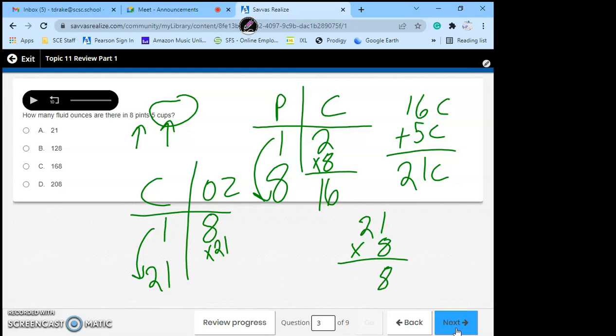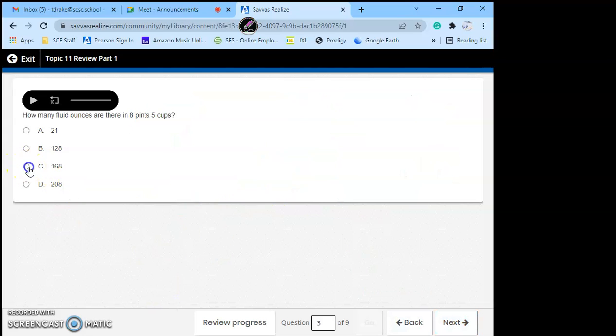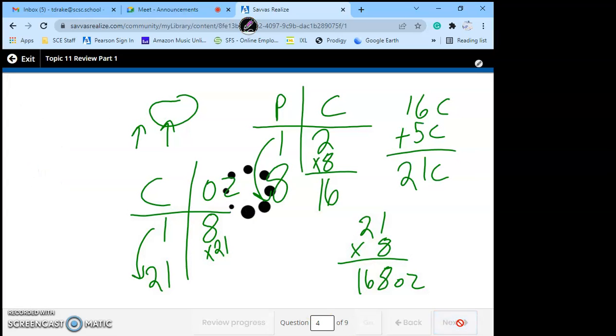8 times 1 is 8. 8 times 2 is 16. I have 168 ounces, and check it out, I actually have that up here. Number 4.